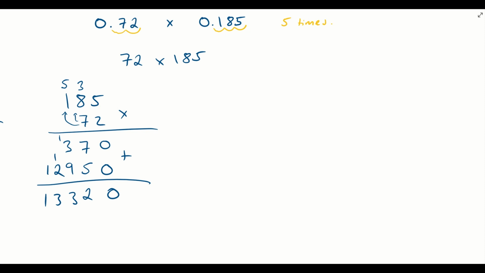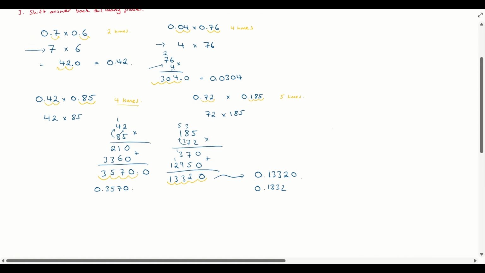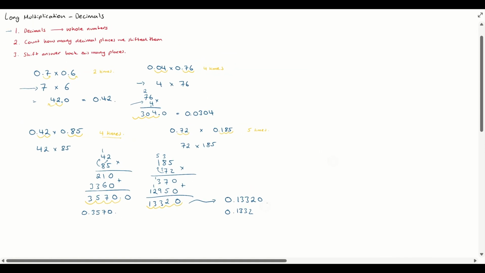But how many times do we have to move our decimal point back? 1, 2, 3, 4, 5 times. So our answer becomes 0.1330. Okay, and we could just write this as 0.133 because we don't have to put these zeros on the end. So that's dealing with multiplying decimals. Okay, so hopefully that makes a little bit of sense.